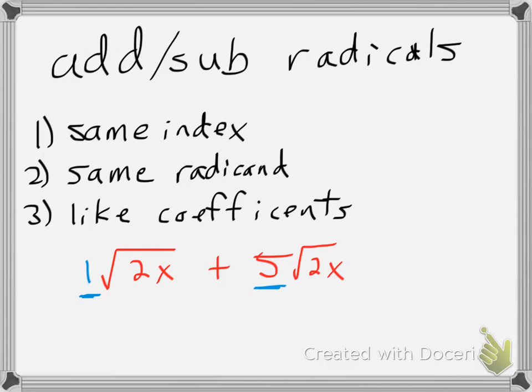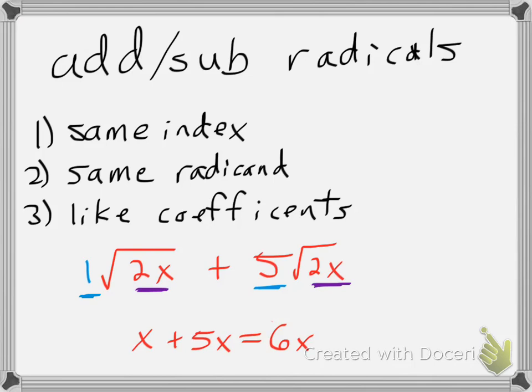Now we see with both of these, they're square roots, so that means their index, or their indices, are the same. And their radicands, again, what's underneath the radical, the 2x and the 2x are the same as well. So we treat it just like adding two variables, or two numbers overall. So for example, if I said, what's 1 plus 5, you'd say it's 6. Or a better example would be if I said, what is 1x plus 5x? And you tell me 6x. Not 6x squared or anything, but 6x.